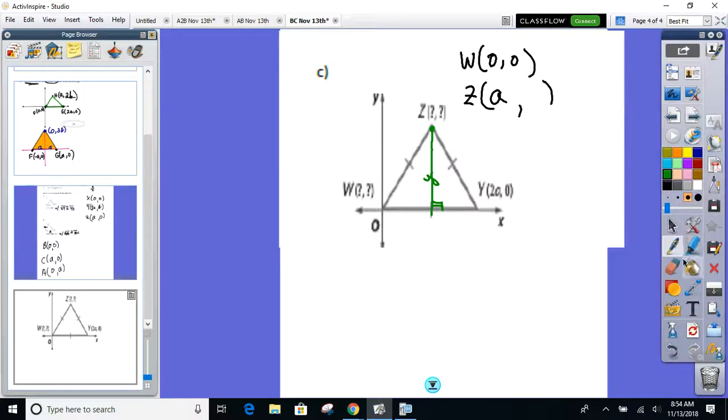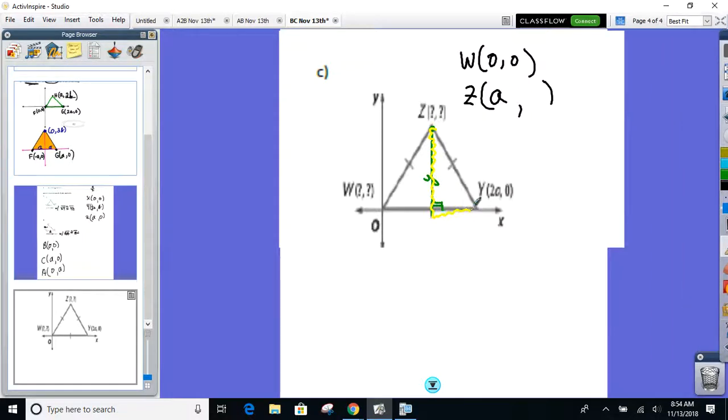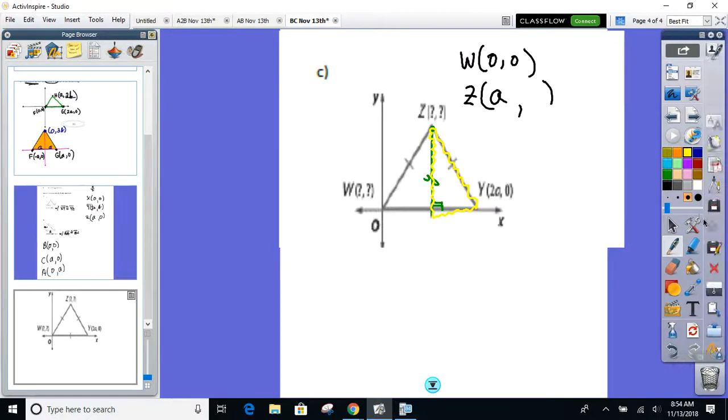Do you see how I formed two right triangles? Could you find the other two sides of those two right triangles? Let's take one of them here. I'll take this one on the right. Doesn't matter which one you take, they're both the same. Can you find the length of the other two legs before we get going?